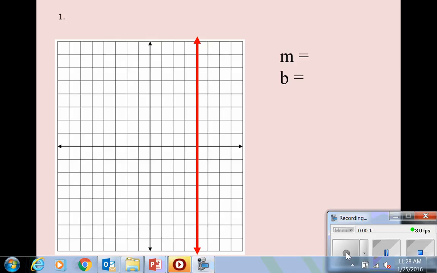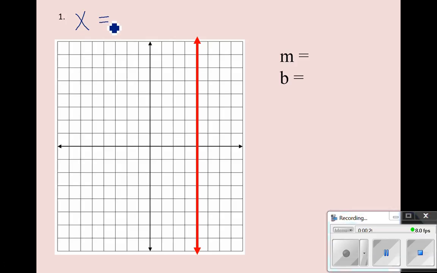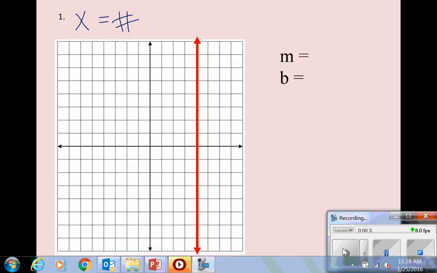So it will be x equals a number. Whenever you see the vertical line, it will be x equals a number. Now we have to figure out what the number is, but let's go ahead and do the M and the B, because when you see a line like this, what are you going to be writing, everybody, for M and B?